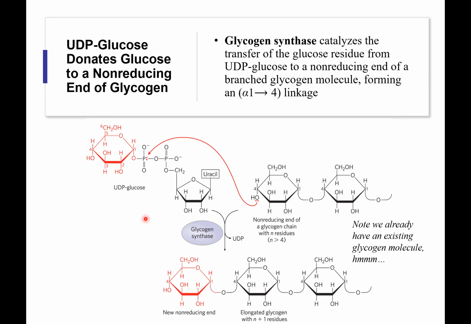Okay, and how does this happen? Well, we have a non-reducing end, which is not to say that it can't do any chemistry, right? Here it's attacking this phosphate group on this activated sugar molecule. And the end result here is we lose the phosphate and we get a new non-reducing end. So voila, we have an elongated glycogen molecule now with n plus one residues. Again, our enzyme is glycogen synthase. And we release a UDP molecule in the process also, of course. I said release phosphate. I should have said release UDP. Okay.